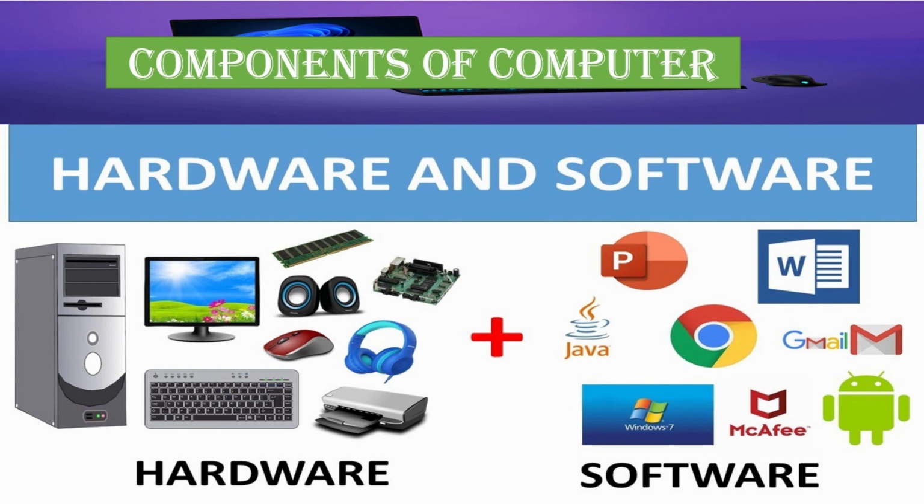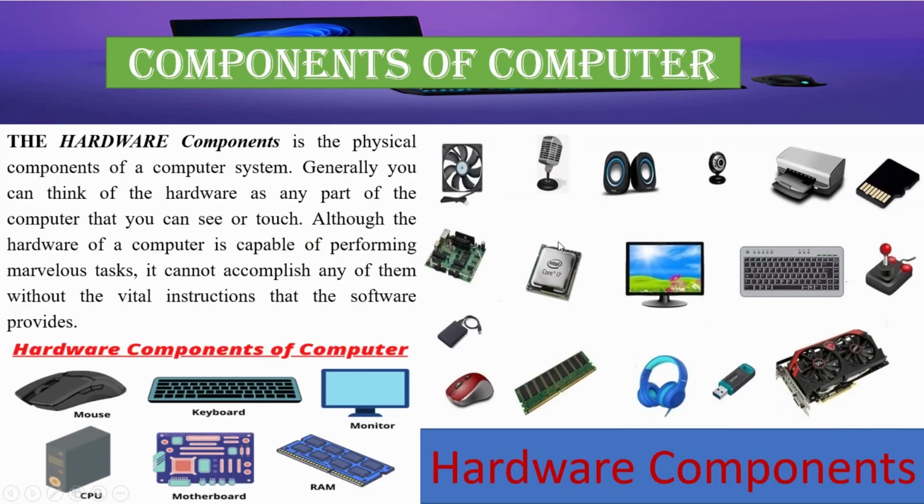Personal computers consist of two major components, which are the hardware component and the software component. The hardware component is the physical component of a computer system. Generally, you can think of hardware as any part of a computer that you can see or touch.